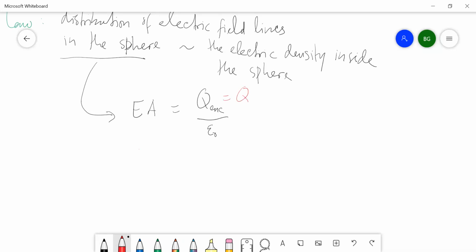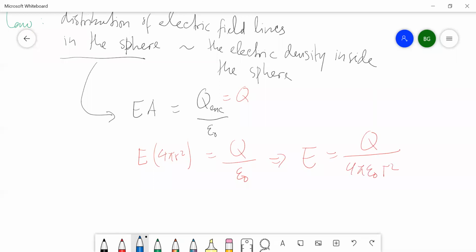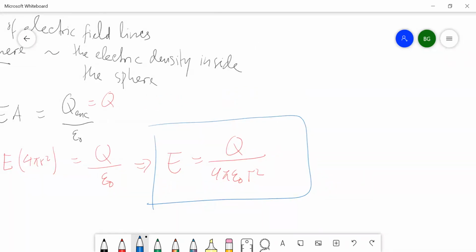So in this case, E times A is 4 pi R squared, equal to Q over epsilon 0. Then we get exactly E equals Q over 4 pi epsilon 0 R squared. So this is the formula of a point particle, right? And it has spherical symmetry.